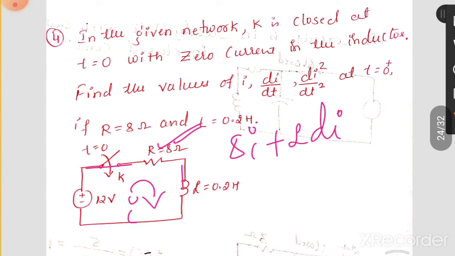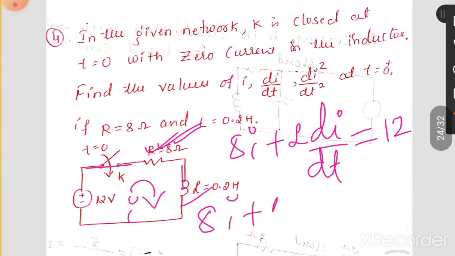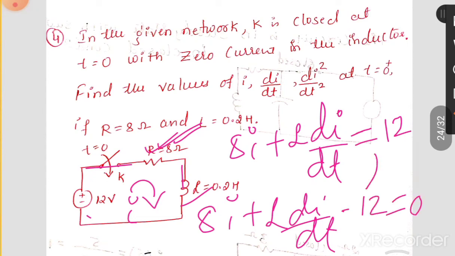It will be L into di by dt. L into di by dt is the second term, and the third term will be equal to 12 volts. Or else you can write 8I plus L into di by dt. If we bring the negative sign of this 12 volt across, it is minus 12 equal to 0. From this you can write it equal to 12. Call this equation number 1.